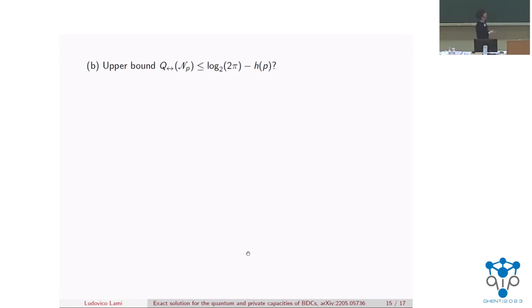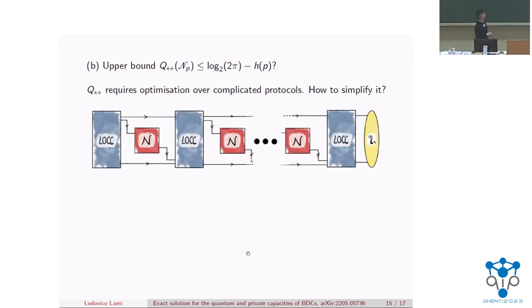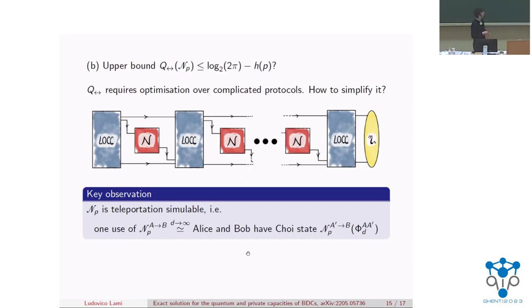Well, for the upper bound, there is a trick, because the upper bound on the two-way quantum capacity would require an optimization over all sort of complicated protocols, these LOCC intermediate steps. But there's a very well-known trick that was again devised by Bennett, as many things. And the trick is that this specific channel belongs to a very special class of so-called teleportation simulable channels. What are teleportation simulable channels?